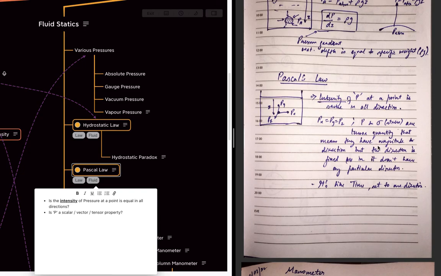That means they have magnitude and direction, but the direction is not fixed. That means it doesn't have any particular direction. It's like time. Time doesn't have any particular direction. It is like all the way. So the pressure in all directions is equal. Okay, that's what Pascal's law says. That means the intensity of the pressure is the same in all directions, and the pressure is a tensor property.